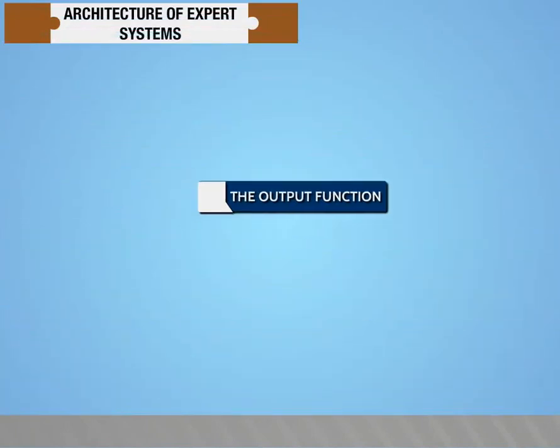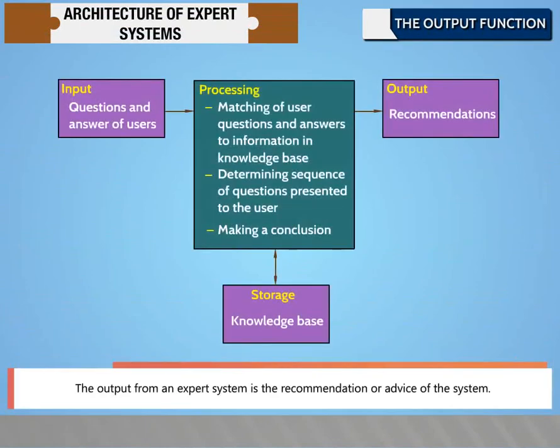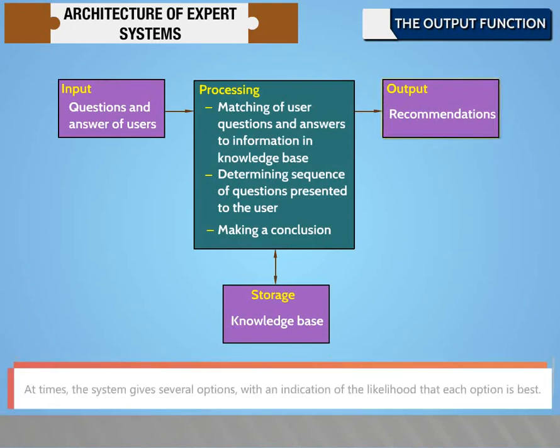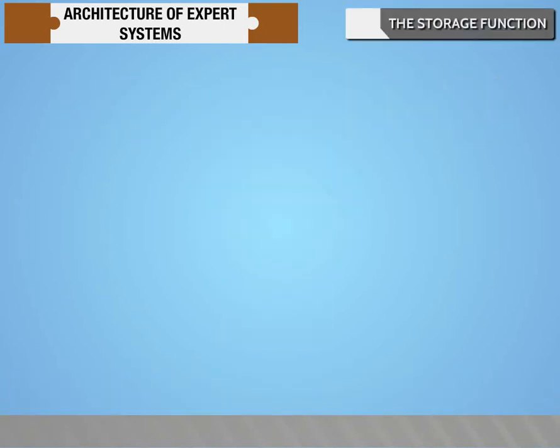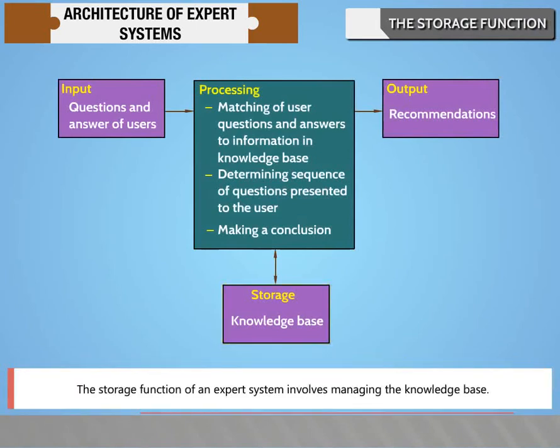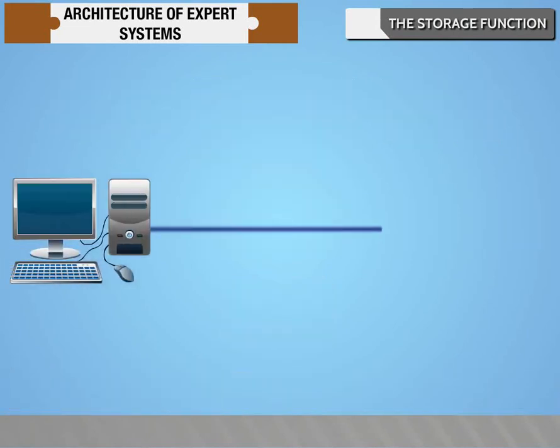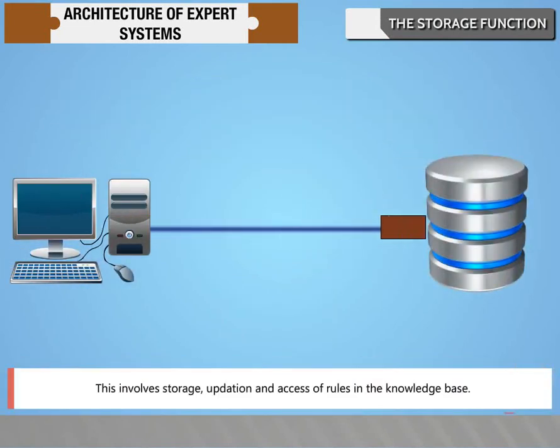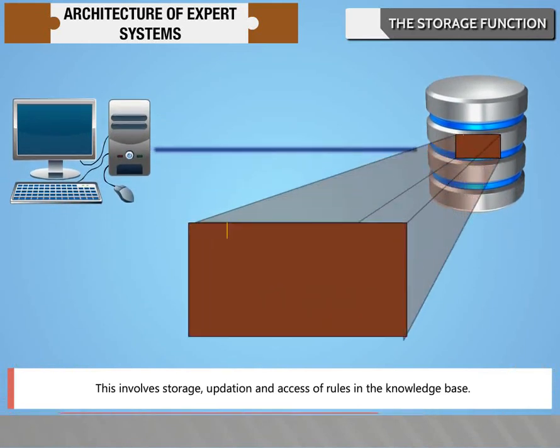The output function. The output from an expert system is the recommendation or advice of the system. At times, the system gives several options with an indication of the likelihood that each option is best. The storage function. The storage function of an expert system involves managing the knowledge base. This involves storage, updation, and access of rules in the knowledge base.